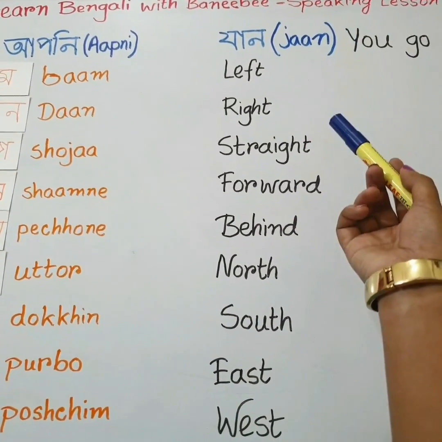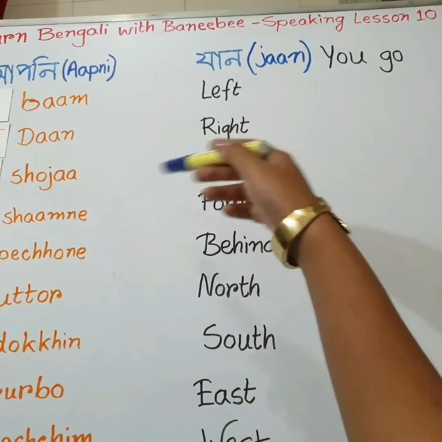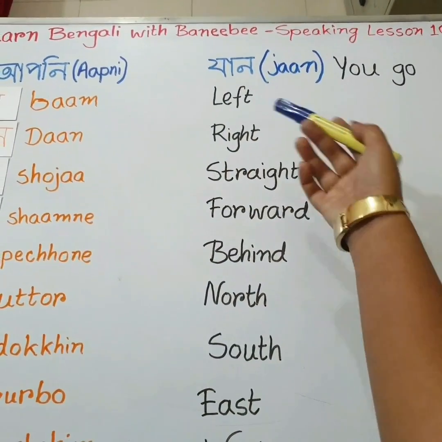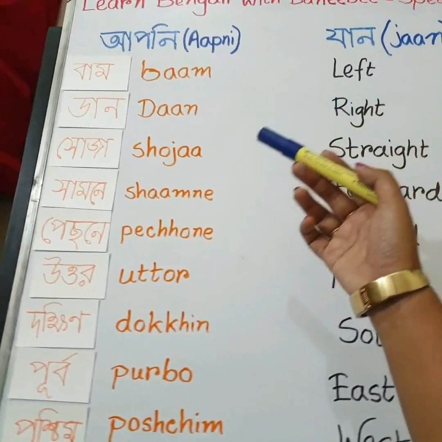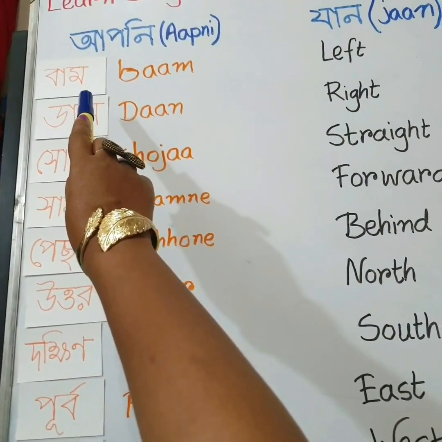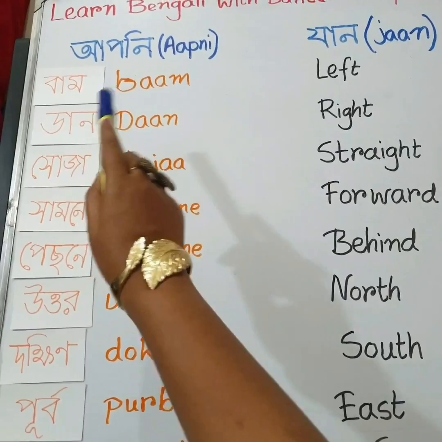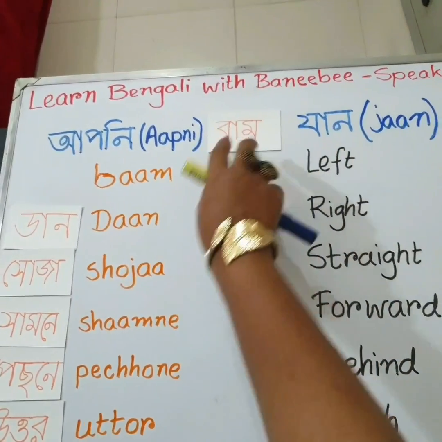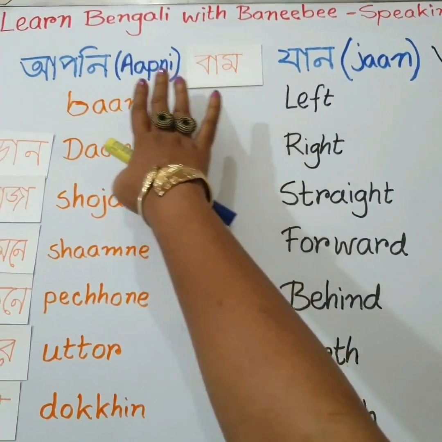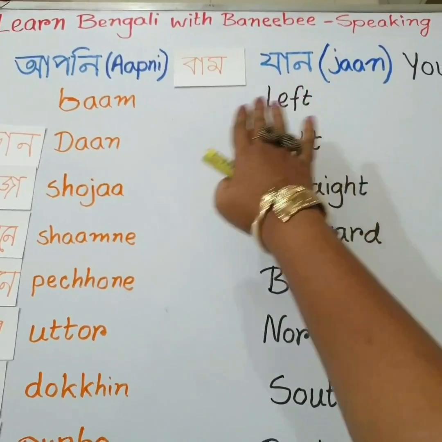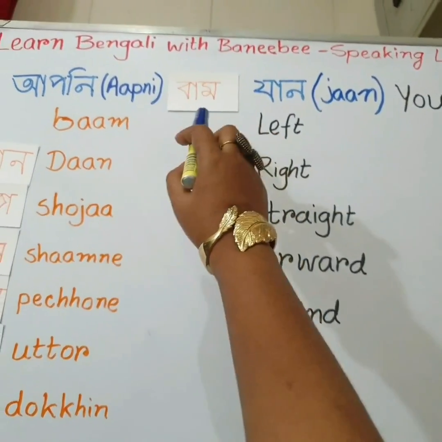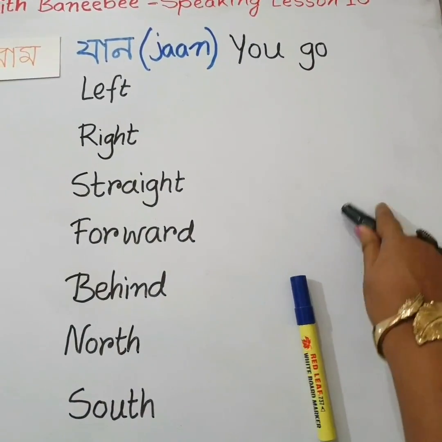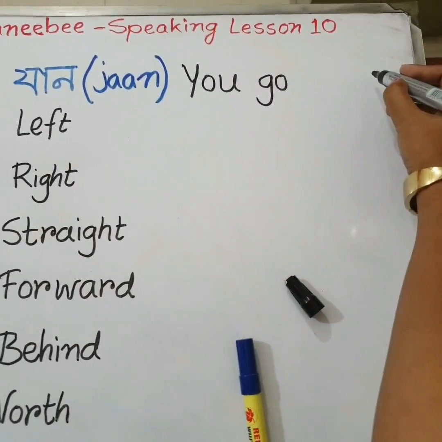Now, if I want to say you go to the left, how do I say that? So, apni jaan is you go. Now, we will have to say you go to the left. Okay. Bam is written with Bangla letters. Bam means left. So if I just put the word bam here, that means apni bam jaan. Now it means you go left.